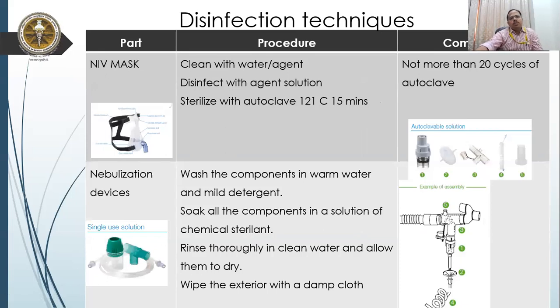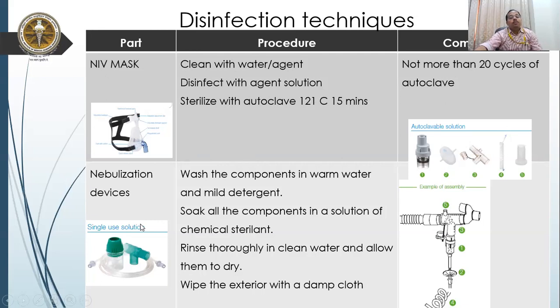Now in addition to these parts, there are some NIV masks which you use. These masks need also to be cleaned in between. Once you have a patient who is infected, you should better clean it with the water or agent and then you disinfect with the solution. These are also autoclavable, but with each autoclave, the life of the NIV mask deteriorates. So it's better if you use disinfectants or agents. If you are sterilizing with autoclave, then the formula is 121 degrees centigrade for 15 minutes.